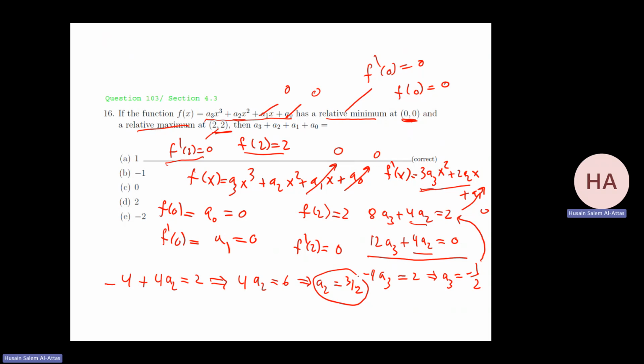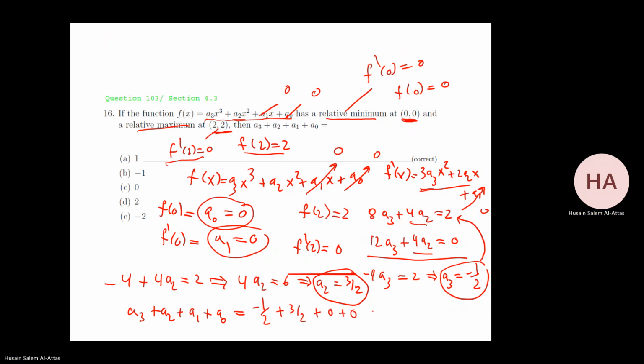So this is a2. This is a3. This is a0. This is a1. What he wants is a3 plus a2 plus a1 plus a0. a3 is minus half. a2 is 3 over 2. And the rest are zeros. That give me 2 over 2, which is 1. So that will be my answer.